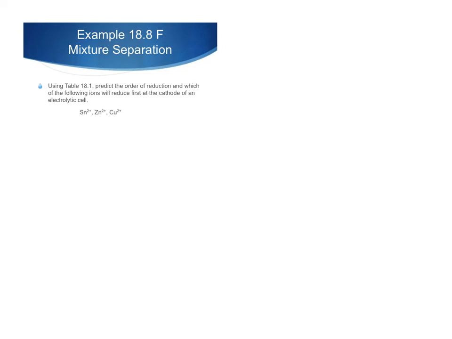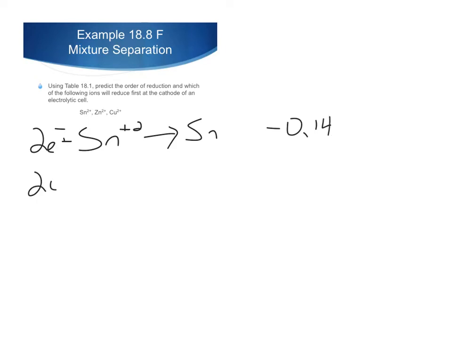So here we've got tin 2 turning into tin, so 2 electrons. And that voltage to reduce the tin is going to be negative 0.14 volts. To go from zinc 2 to zinc solid, that would be negative 0.76 volts. So we just look these up.